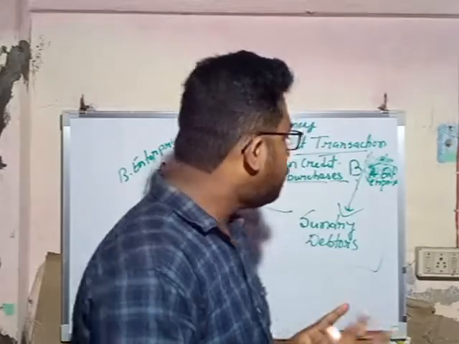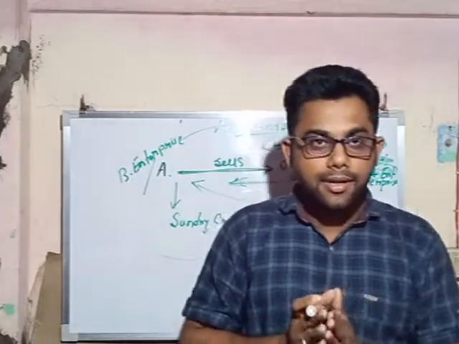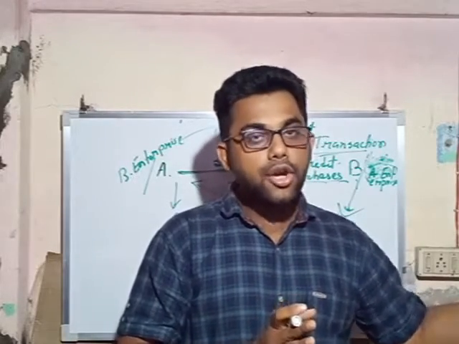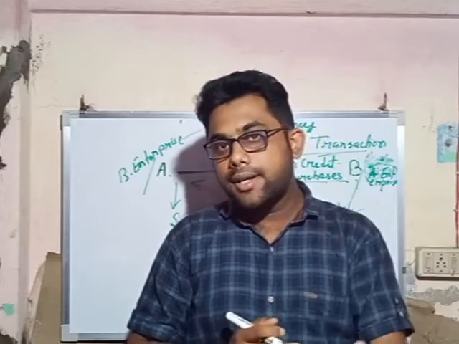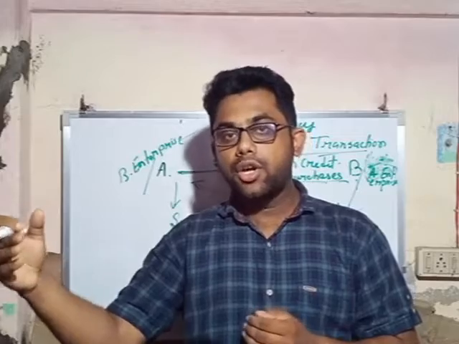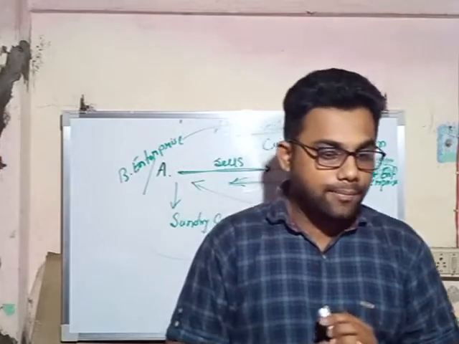Okay, so there are two terms, one is sundry debtor and the other is sundry creditor. So in simple language, sundry debtor means the persons or organizations to whom we sell goods on credit. And who are sundry creditors? Sundry creditors means the persons or organizations from whom we purchase goods on credit.